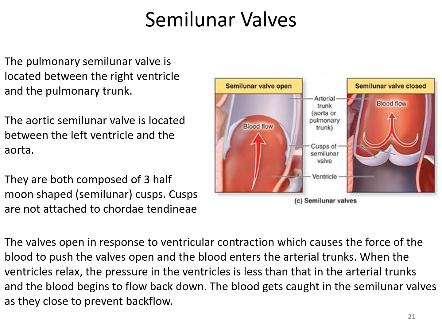The semilunar valves are located between the ventricle and the associated arterial trunk. On the right side, we're talking about the pulmonary semilunar valve. On the left side, we're talking about the aortic semilunar valve. They're both composed of three half-moon shaped cusps, which is where we get the term semilunar. In this case, the cusps are not attached to any chordae tendineae. These valves open in response to ventricular contraction. When the ventricle contracts, it forces the blood upwards and swings the valves open almost like doors on a saloon, and then the blood can go into that arterial trunk.